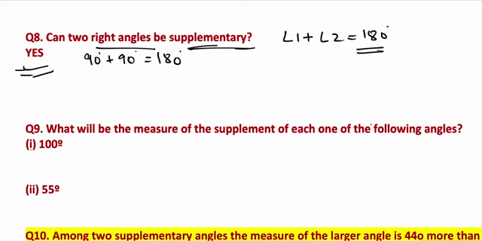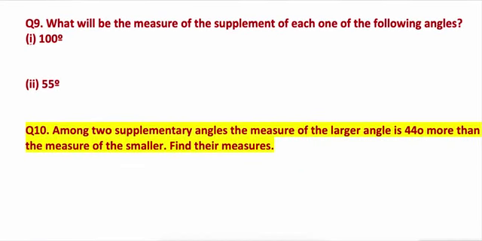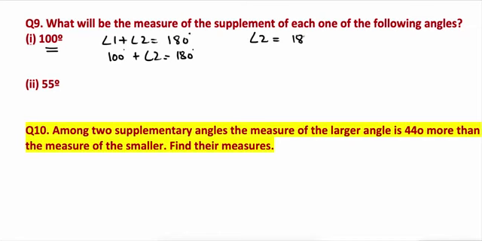Question number 9. What will be the measure of the supplement of each one of the following angles? As we have seen just now for the complementary, here one angle is given, and for supplementary we know that angle 1 plus angle 2 is equal to 180 degrees. So if one angle is given as 100 degrees, what will be the other angle? We can easily find angle 2 will be 180 degrees minus 100, which comes to 80 degrees. So the angle supplementary to 100 degrees will be 80 degrees.